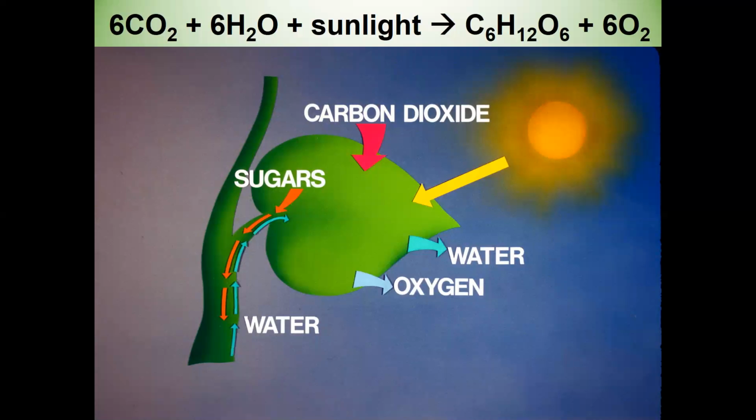Here's another way to look at it. Look at the arrows going in, the red carbon dioxide, the yellow sunlight. Look at what's going out, water and oxygen. Look where that water is coming from, right up the stem, and then look at the sugar that's being produced that's going back down the stem.